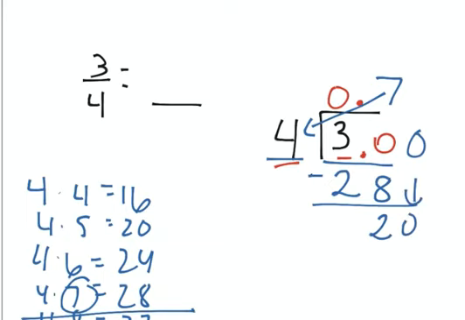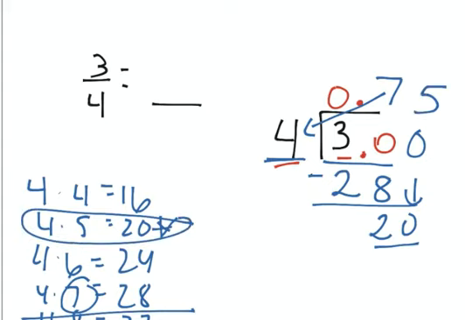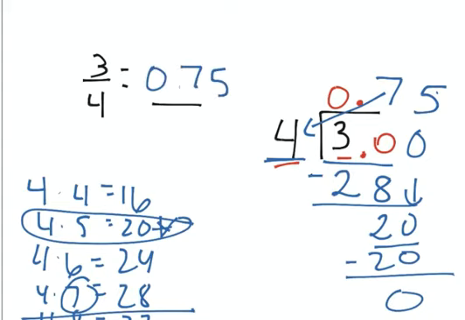Bring down a 0 when you have a remainder. 4 can go into 20 right here 5 times. 5 times 4 is 20. We subtract and get 0. So 3/4 as a decimal is 0.75.